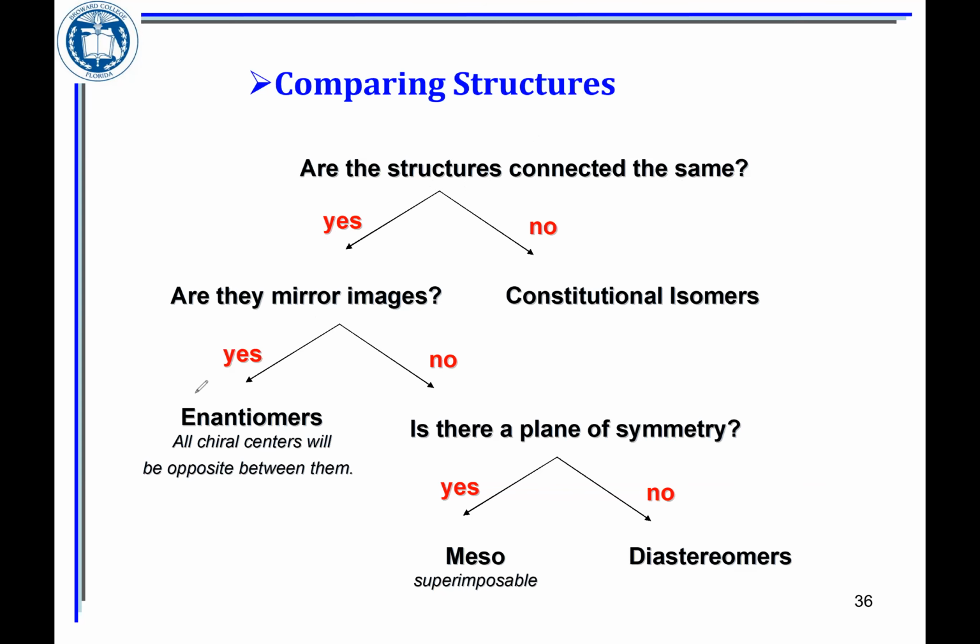If they are mirror images of each other, it would be enantiomers. If they have the same connectivity, but they are not mirror images of each other, it would be a pair of diastereomers. Now, do you see a plane of symmetry, like internal symmetry? If yes, it would be a meso compound. If no, it would be diastereomers. So these are some of the examples, like let's say a structure is given to you, and you're asked, are these enantiomers, same, meso, diastereomers? And you should be able to recognize it based on these.